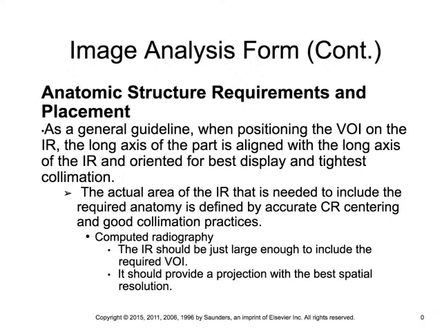So anatomic structure requirements and placement. As a general guideline, we want to position the volume of interest on the image receptor, and the long axis of the part is going to be aligned with the long axis of the image receptor. And it's going to be oriented for the best display and the tightest collimation. That's kind of critical. We want tight collimation on everything as much as possible.